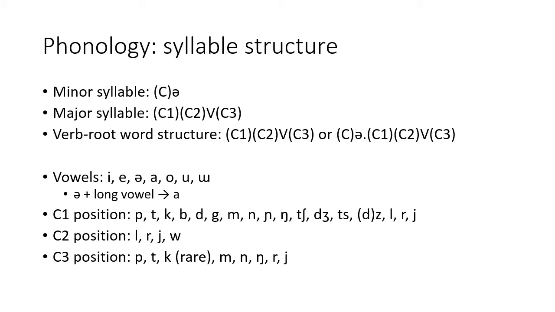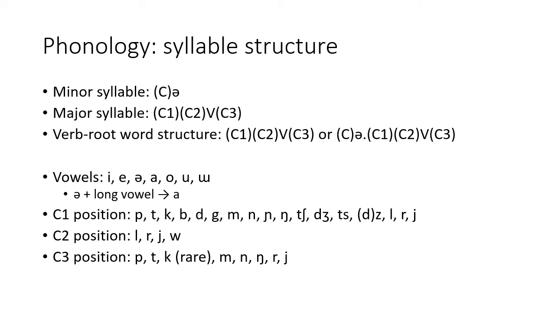So looking at the phonology, we'll see that the syllable structure is sesquisyllabic. That is, it's possible for there to be a minor syllable plus a major syllable in the verb root, or just a major syllable in the verb root. There are clusters, and there are diphthongs, as we'll see in the following slides.